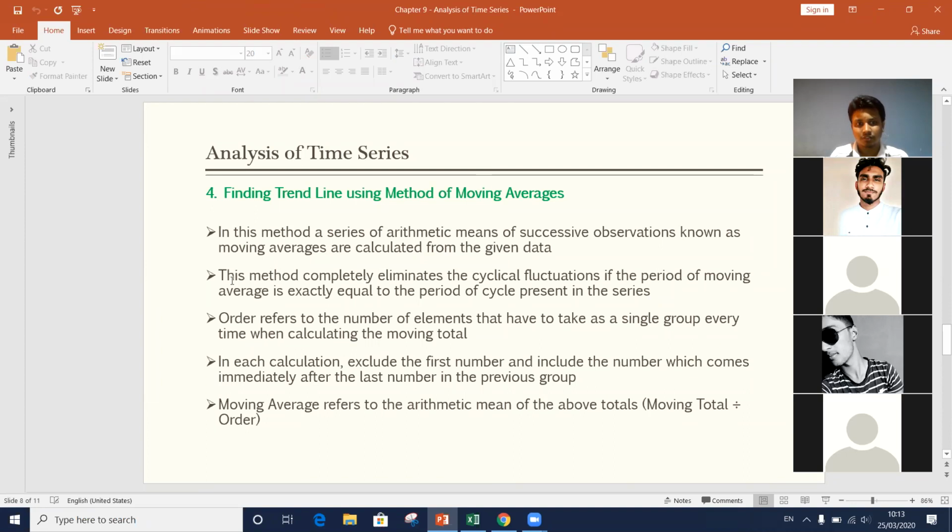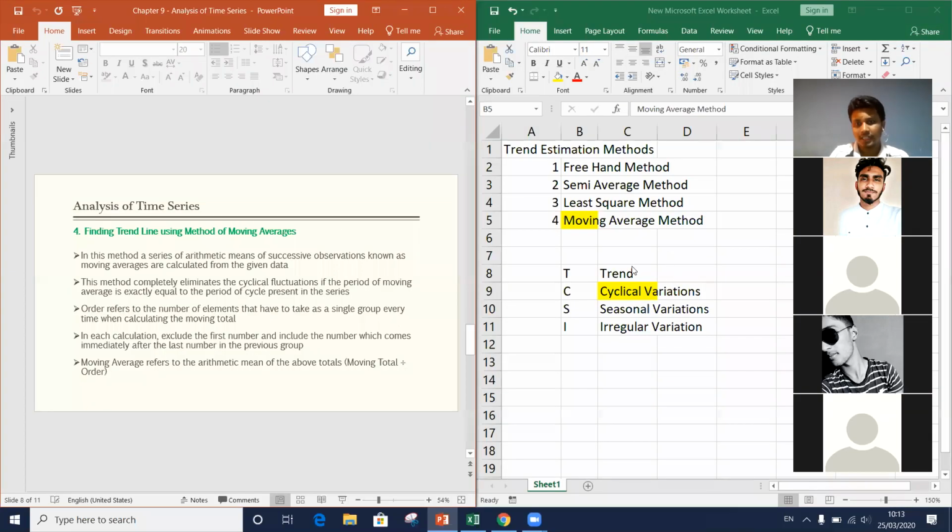And the second point, what it says, this method completely eliminates the cyclical fluctuations. I have told you that there are 4 components in a time series. If we need to especially eliminate cyclical variations and then estimate the trend, we can go for the moving average method. That is a special scenario. Here we need to deal with this word order.